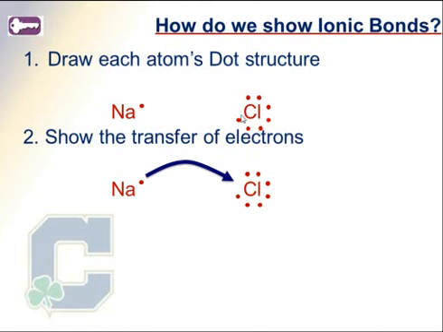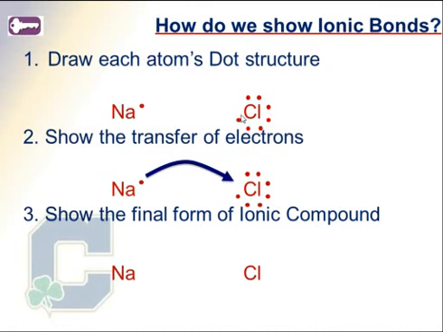So that's step 2. You're actually going to draw an arrow from your 1 single electron on Na to the open space on Cl where it will go. And then below that, on step 3, you're going to show the final form. So take a guess. How many valence electrons will Na have? Yeah, that's right, 0 because it lost its 1. How many will Cl have? Well, it had 7, it added 1, so it has a total of 8.